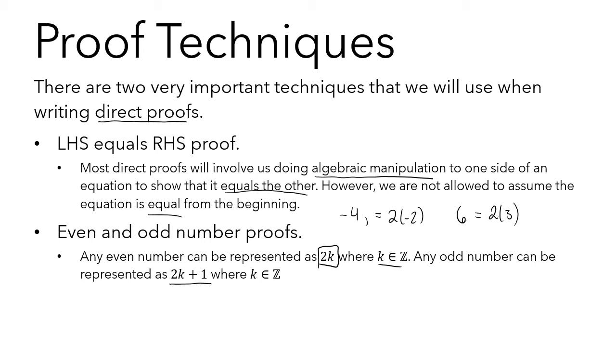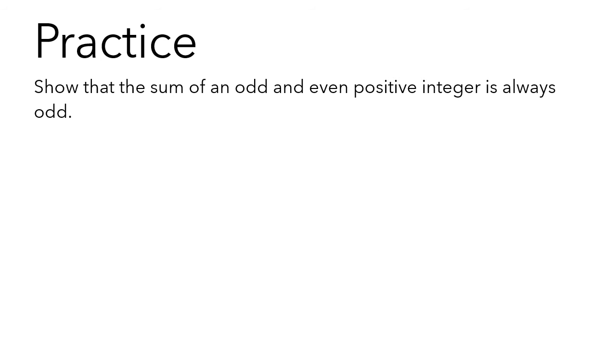So it's just one more than the even number. Where again, k is just any integer. So think about 5. 5 is equivalent to 2 times 2 plus 1. So in this case, your k would be 2. All right, let's try an example.